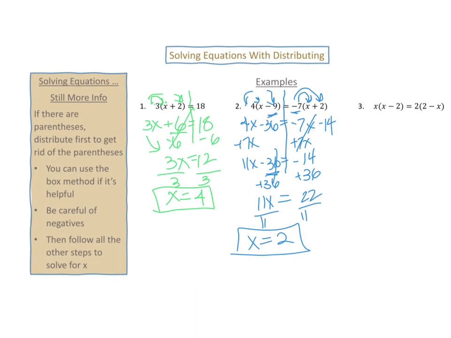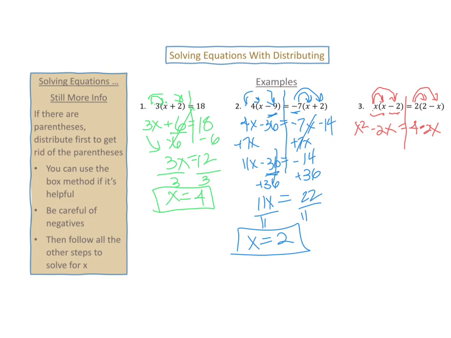All right, let's take a look at 3. Again, I have to distribute before I can solve. So I take this x and I multiply it times the x in the parentheses and then by the negative 2, because the sign in front of the number goes with the number. Then I have to do the same thing over here. 2 times 2 and 2 times negative x, or negative 1x. All right. X times x is x squared. X times negative 2 is minus 2x. 2 times 2 is 4. And 2 times negative 1x is negative 2x.